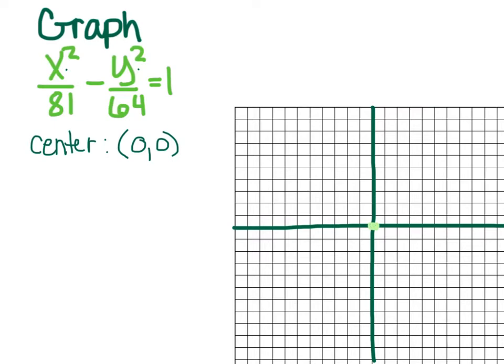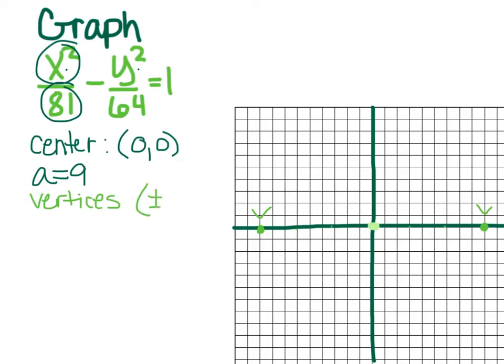All right, now, in the x direction, this is a squared, so a is 9. In the x direction, I'm going to go 9 units to the right and to the left. So there's one vertex, and there's the other vertex. So our vertices are 9, 0, and negative 9, 0. And to save space, we're going to put plus or minus 9, 0.